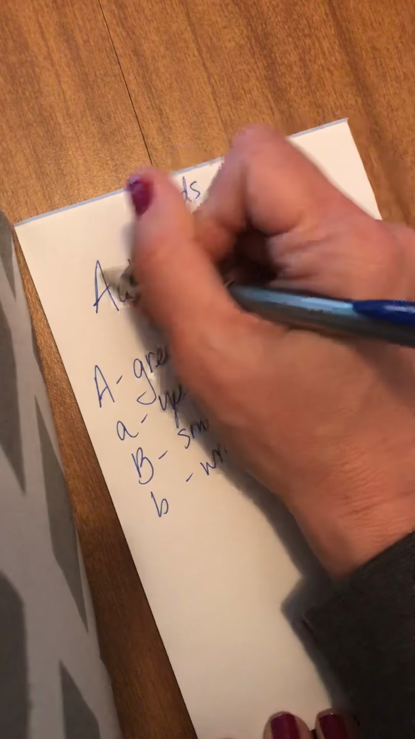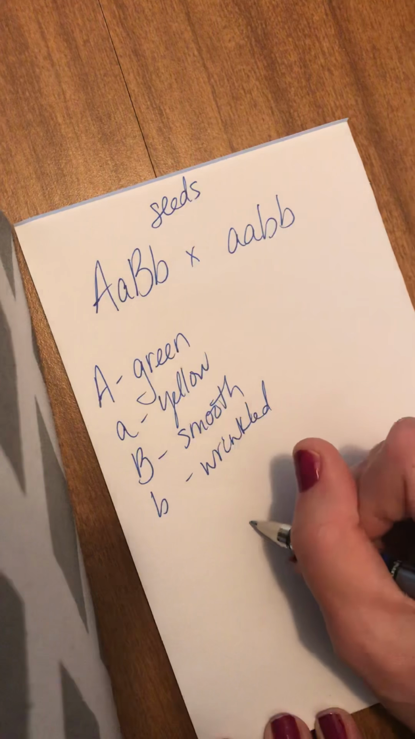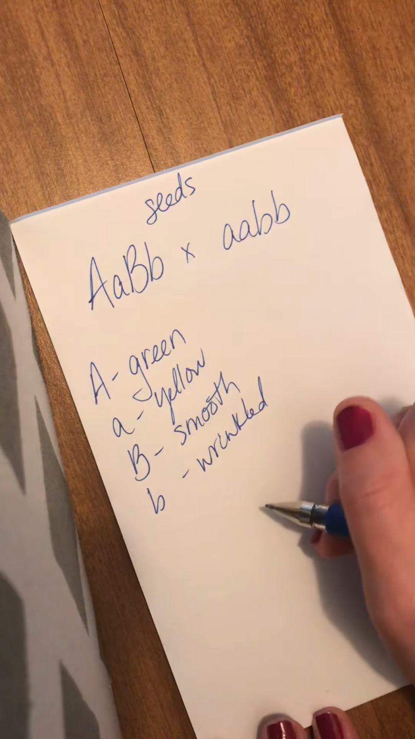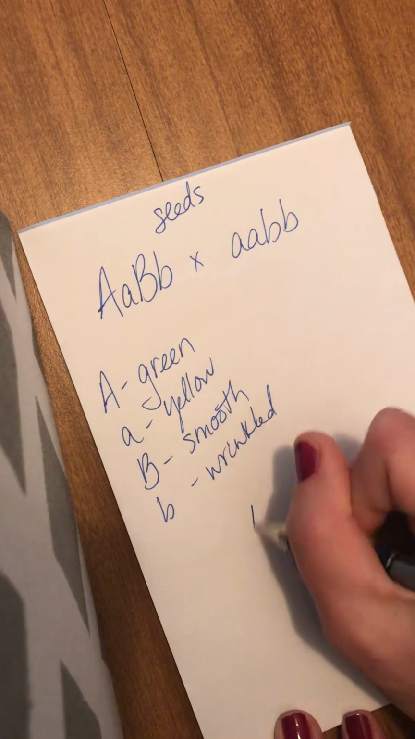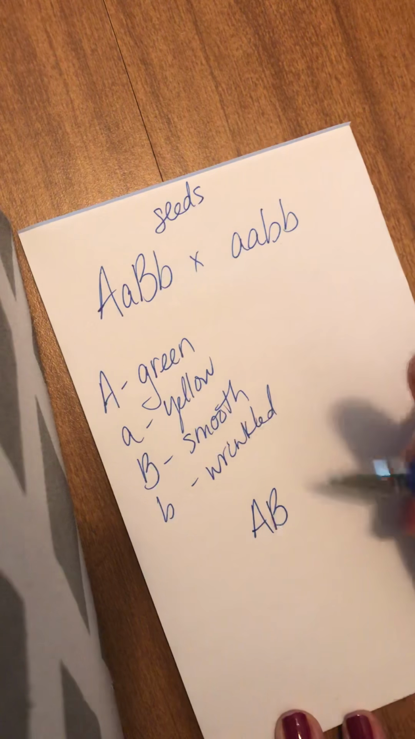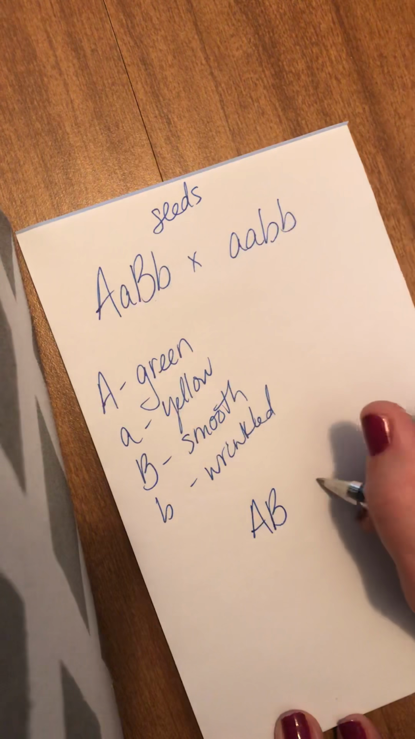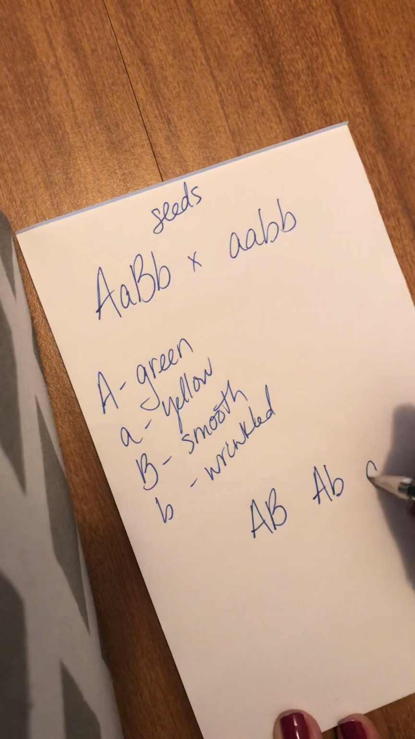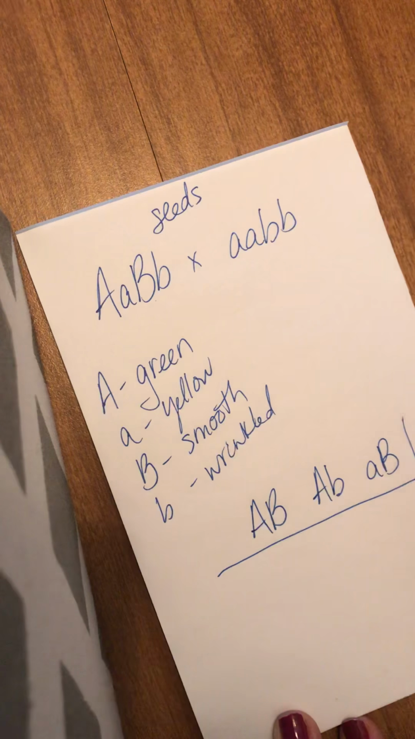So I'm crossing a heterozygous green smooth pea with a homozygous, or true breeding, yellow wrinkled. And I come up with each of the gamete possibilities for this parent. A gamete can only have one of each chromosome because it's haploid. So I have to put together A's and B's. I could put together a big A and a big B, a big A and a little b, a little a and a big B, and a little a and a little b. These are my 4 gamete choices.